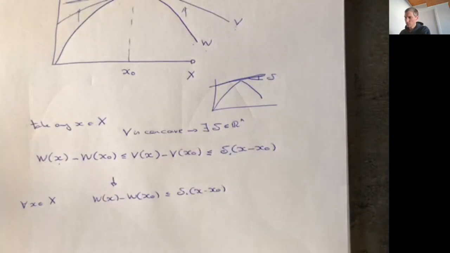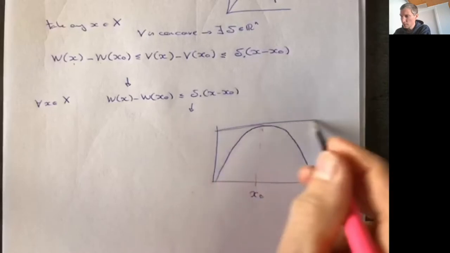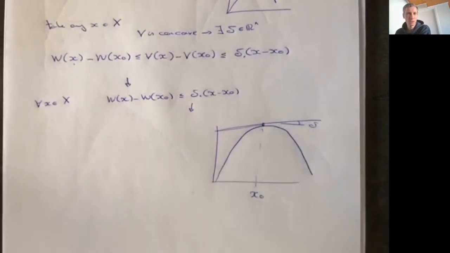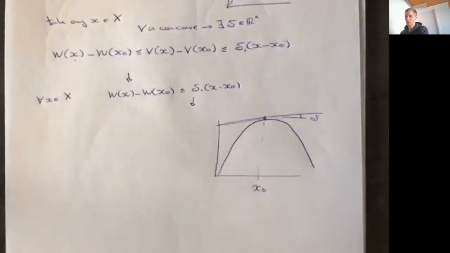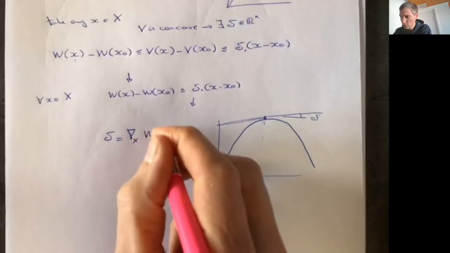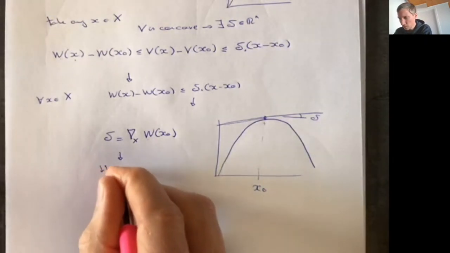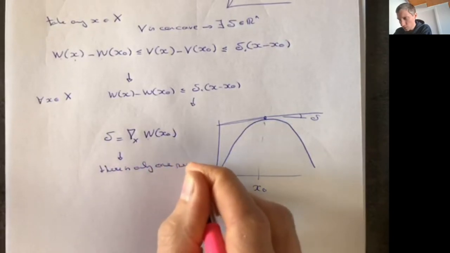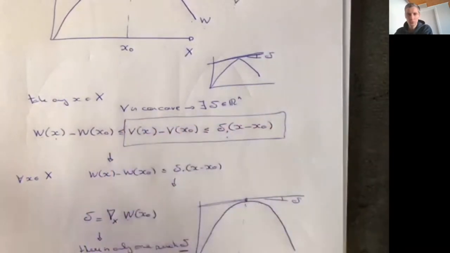So this means that if I draw w at x0, then this delta corresponds to the slope of this hyperplane, which is tangent at x0, because of this if and only if condition. So this means that delta is equal to the derivative of w at x0, and because w is differentiable at x0, there is only one such delta. Okay, and because there's only one such delta that satisfies this inequality here.